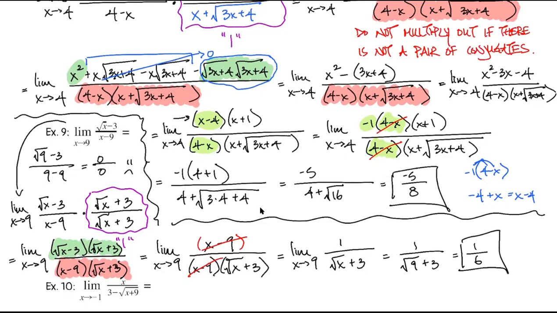We were able to patch the hole, so to speak, see what it looked like when we patched that hole. So the 1 over 6 is the y value the function gets really, really close to when x gets close to 9. So at the end of the day, remember, that's what we're looking for. That number at the end represents a y value. The number we put in represents an x value.